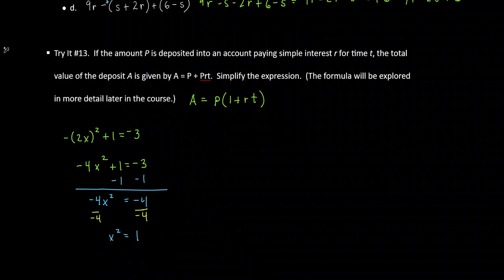One of the keys for this problem is that when you solve x squared equals 1, you take the square root of both sides. And when you do it, you do plus or minus, if I remember correctly. So you get x equals plus or minus 1.